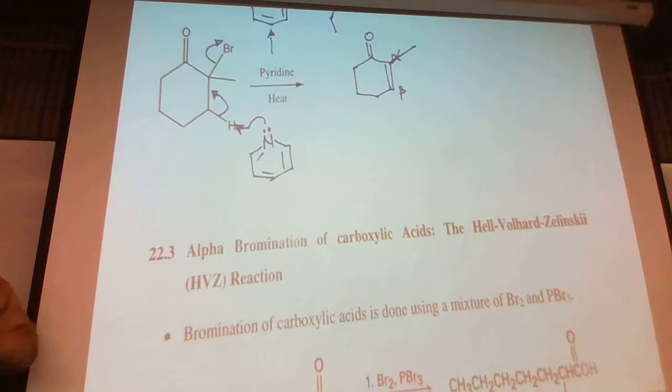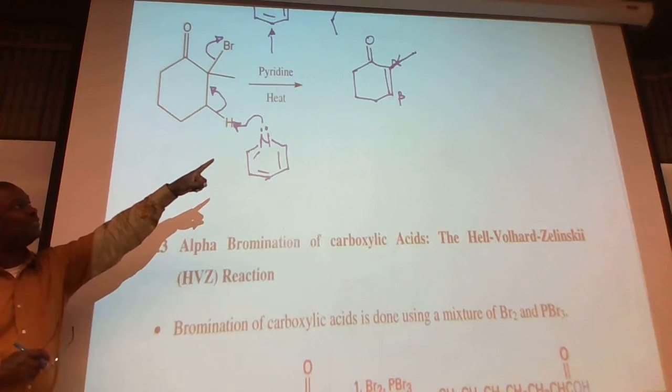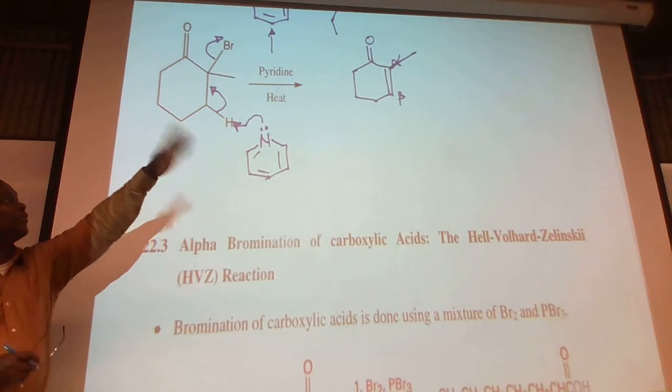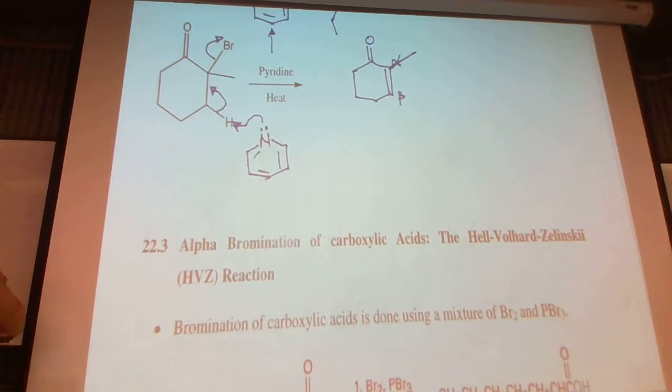Now, a question that is connected, but it's something we've done in the past: how can you convert that alpha beta unsaturated ketone to alpha bromo ketone? How can you go from the alpha beta unsaturated ketone on your right to the substrate on your left? What do you think you need to do?